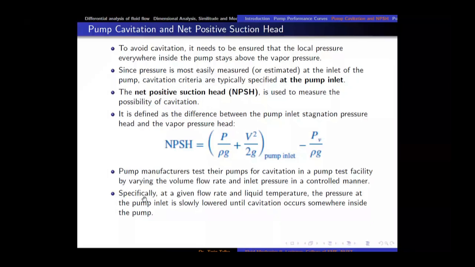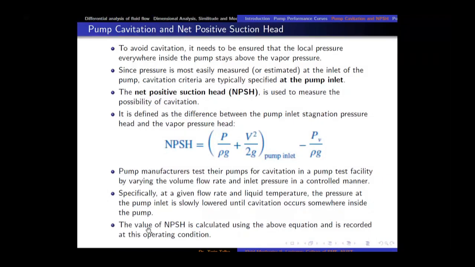Specifically, at a given flow rate and liquid temperature, the pressure at the pump inlet is slowly lowered until cavitation occurs somewhere inside the pump. So this P value is decreased at a given flow rate, and then for that given flow rate, we know the value of NPSH. It means that if the available head is below that value, then there will be cavitation. So the value of NPSH is calculated using the above equation and is recorded at this operating condition for different volume flow rates.